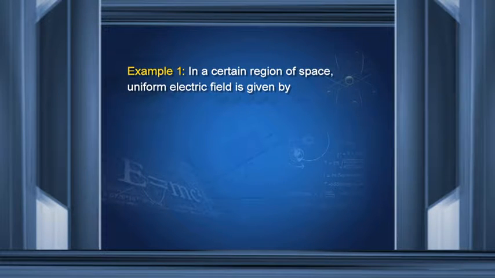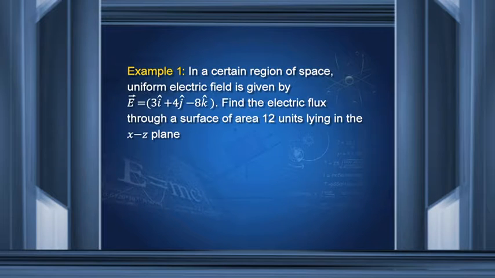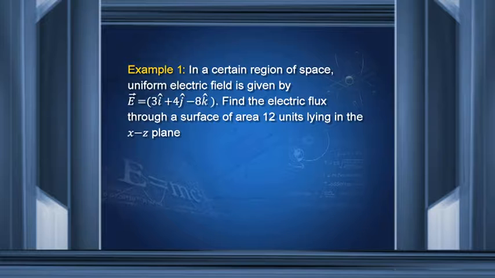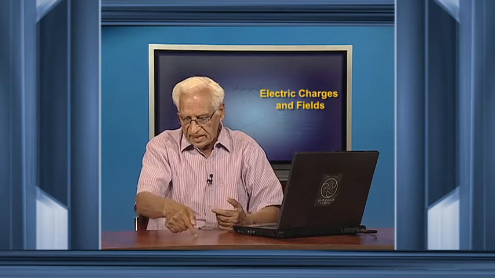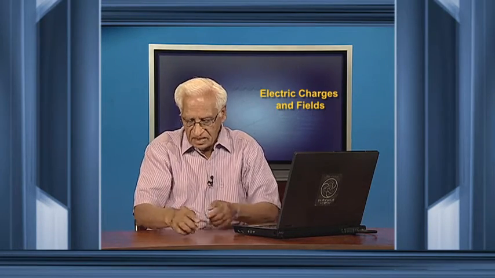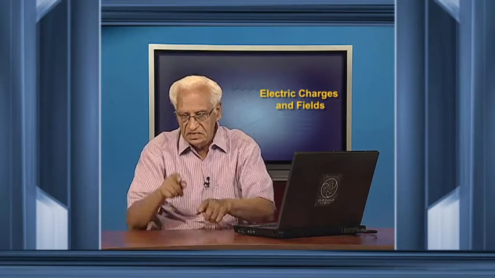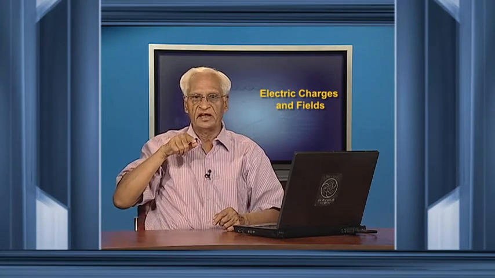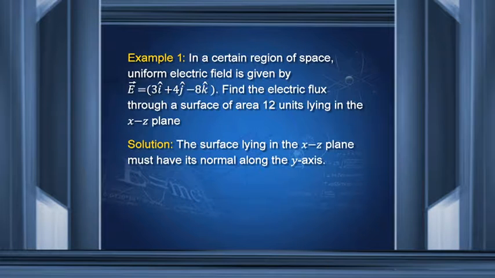Example 1. In a certain region of space, uniform electric field is given by E equal to 3 i cap plus 4 j cap minus 8 k cap. I think you remember that i cap, j cap, k cap are unit vectors in the x, y and z directions respectively. Find the electric flux through a surface of area 12 units lying in the x z plane. So, if I choose x, y and z, then the plane is x z plane. That means, the normal to this plane is along the y axis.